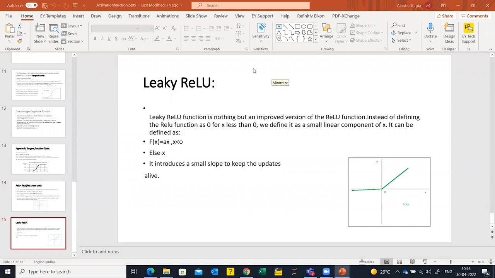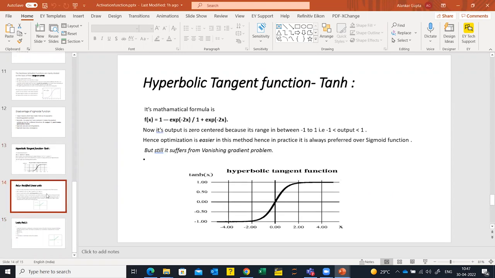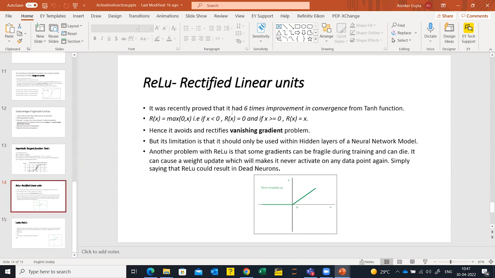In what scenario will the weight become zero? This is the scenario, wherein if you have a ReLU activation function and whenever any value tends to be negative and you are making it zero through this activation function, it will become zero and your weight will also change to zero, making the neuron dead.